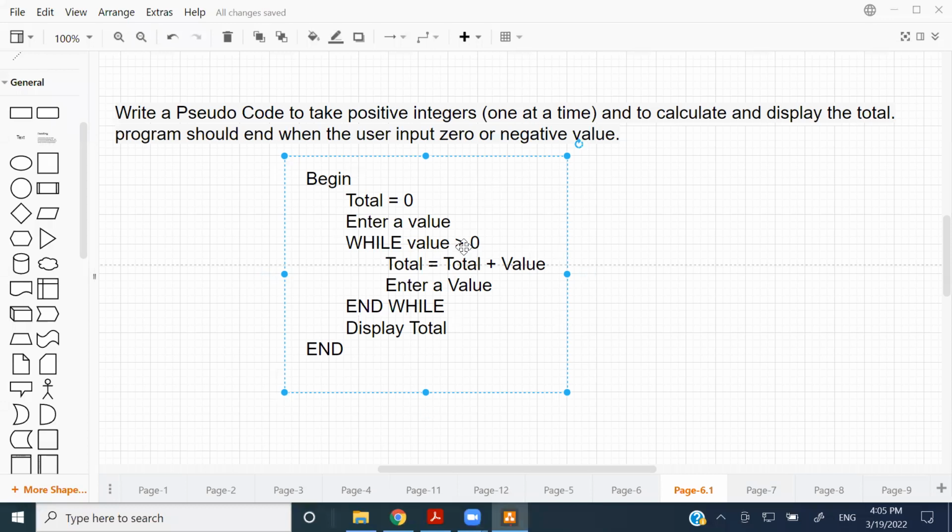Yes, Denuka, we are writing 2 times to get the value. We have the enter value 1 since we are checking the value on the while condition. So if we do not have this, we won't be able to check it inside the while. Is that clear, Denuka? Yes, sir.